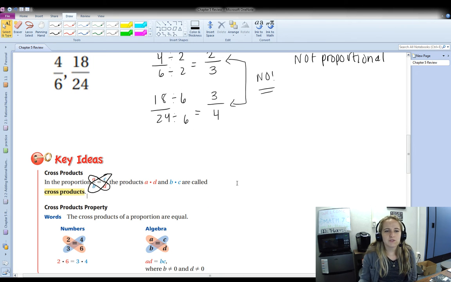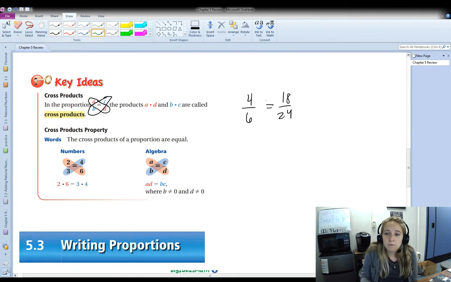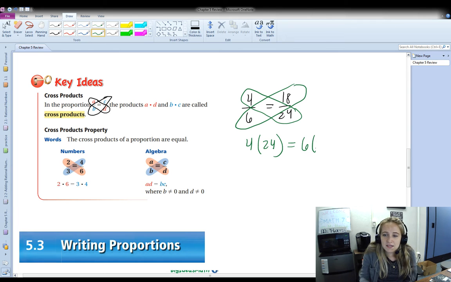So let's try the ones from above. Let's do 4/6 equals 18/24. We're going to do it the cross product way and see what we get. So we multiply the diagonals. 4 times 24 equals, and then the other diagonals, 6 times 18.